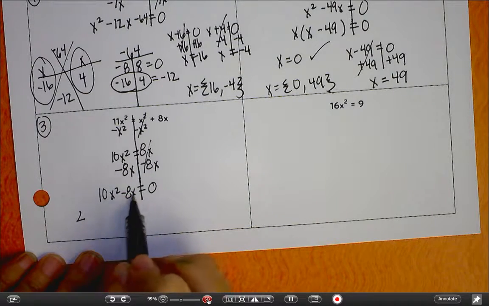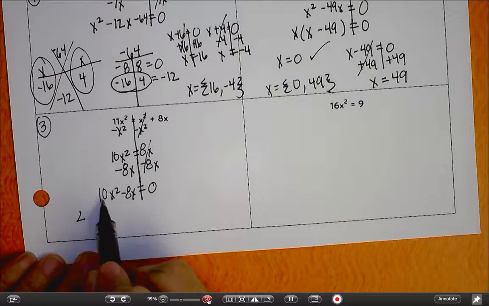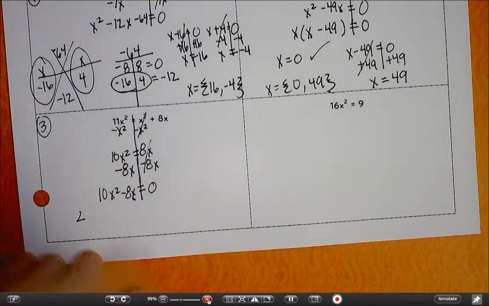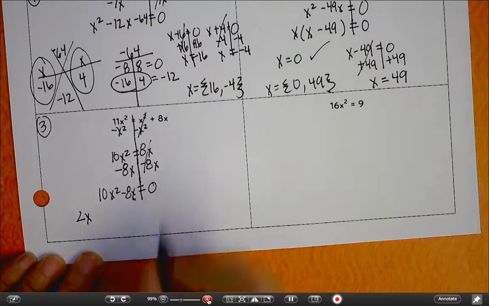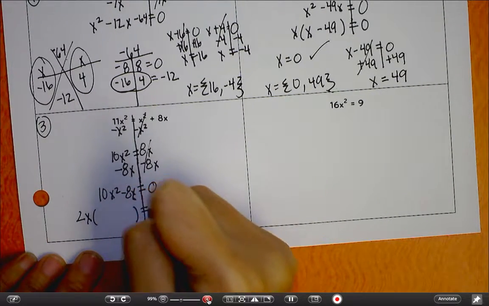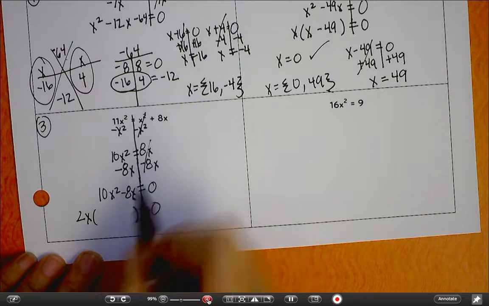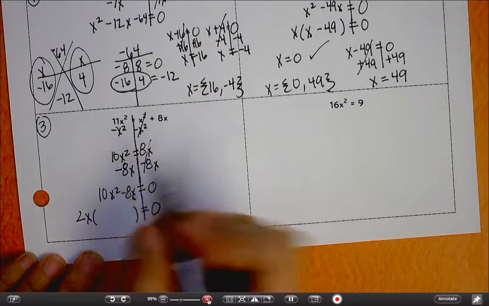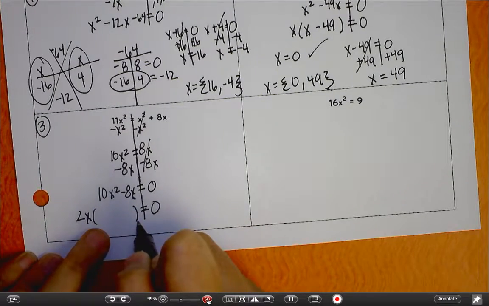I see x, it repeats itself. So you want the smallest variable that repeats itself. So x, I can pull that out also. I just went ahead and carry down the equal sign and carry down the 0. So I have 2x parentheses.